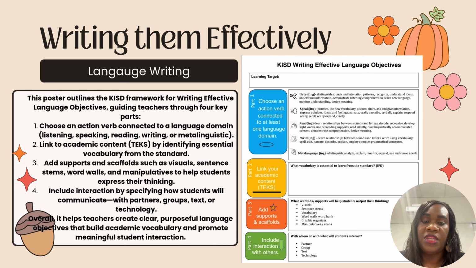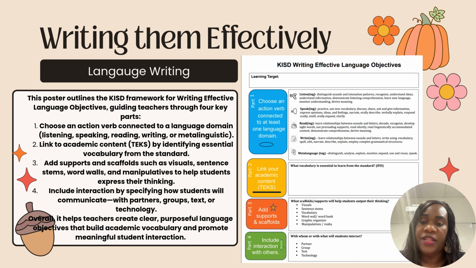The next important document is the KISD Effective Language Objective document. This focuses on language writing. This poster outlines the KISD framework for writing effective language objectives, guiding teachers through four key parts. The first part is to choose an action verb connected to a language domain. For example, you may have metalinguistic examples, writing, reading, speaking, or listening. Secondly, link everything to academic vocabulary and content, including the TEKS, by identifying essential vocabulary from the standard.